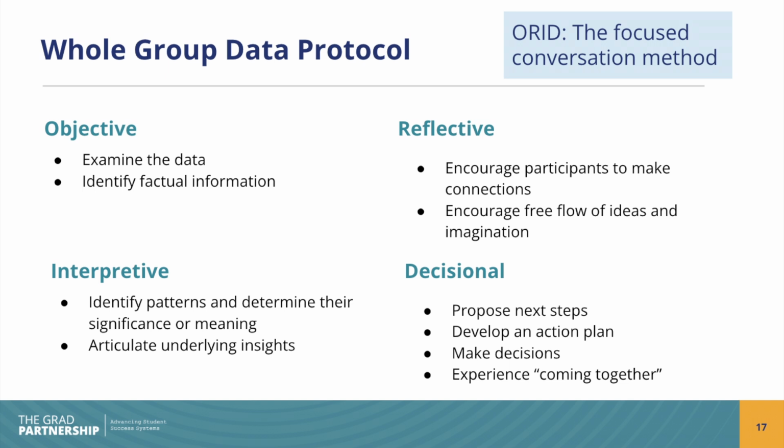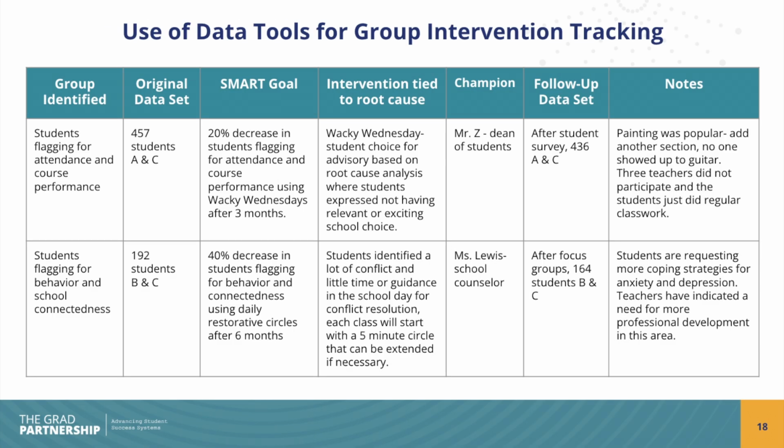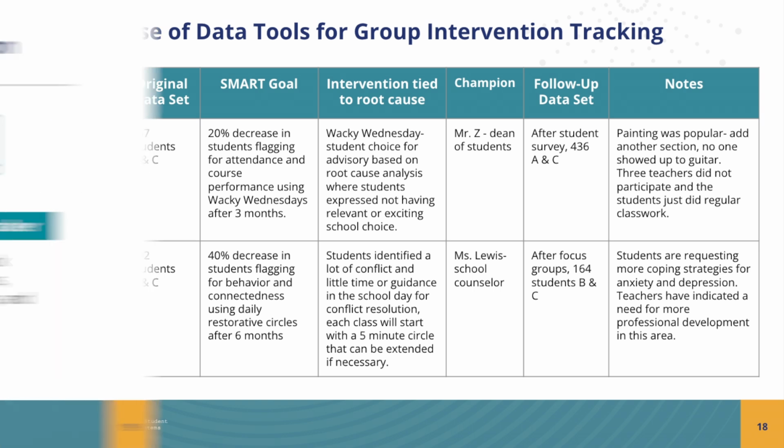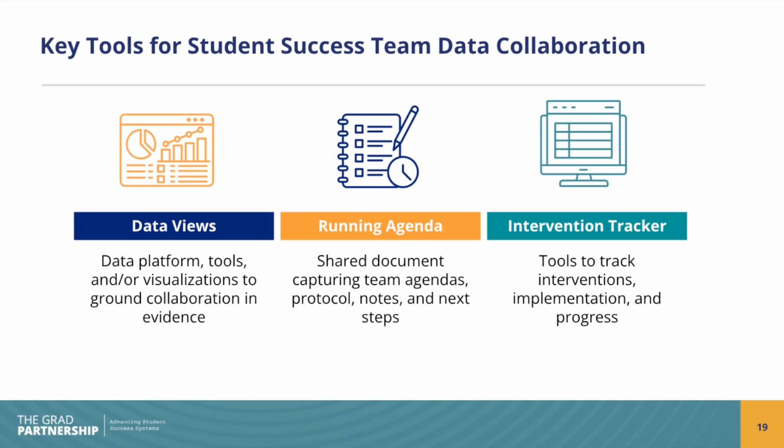Whole group data can be tracked through a simplified table that you can update regularly. In this group tracker, the team has a space to include data, SMART goals, and interventions tied to root causes. The team can then revisit this tracker to update it with current data and notes from measuring and monitoring the intervention. The Student Success Meeting grounds itself in holistic data views.